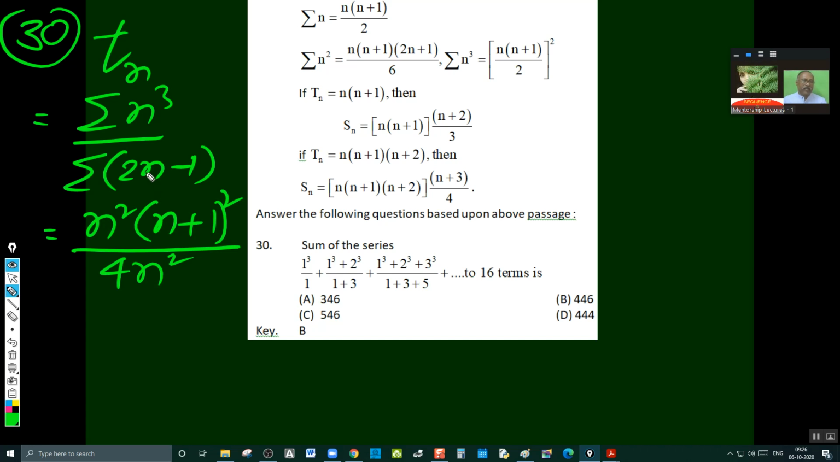So what is that you got? n plus 1 whole square by 4. n plus 1 whole square by 4. So write it as 1 by 4 into n square, n into n plus 1 by 6, plus 2n plus 1.